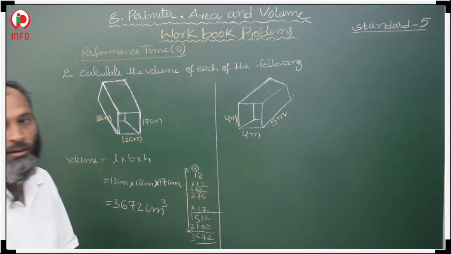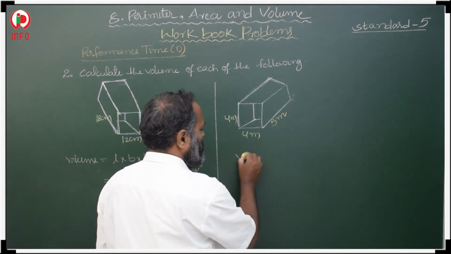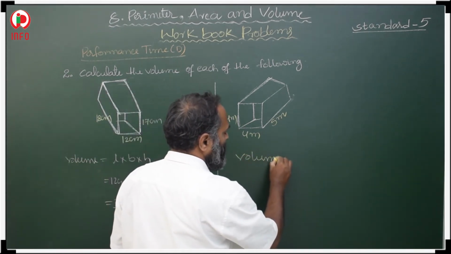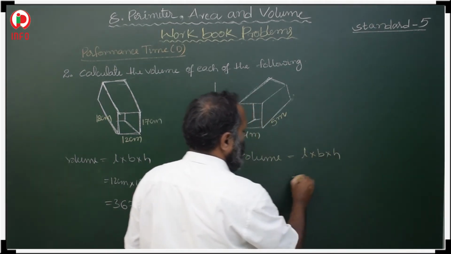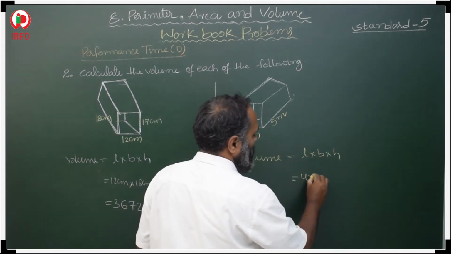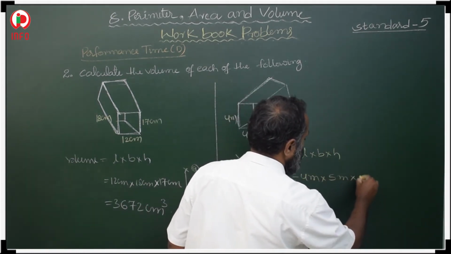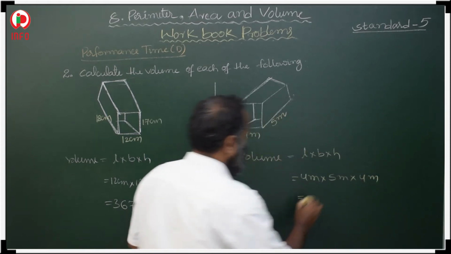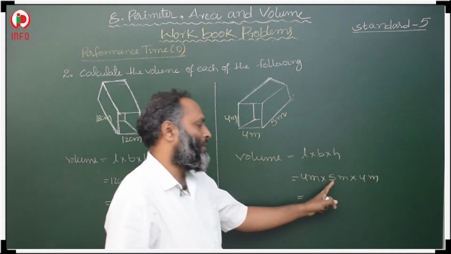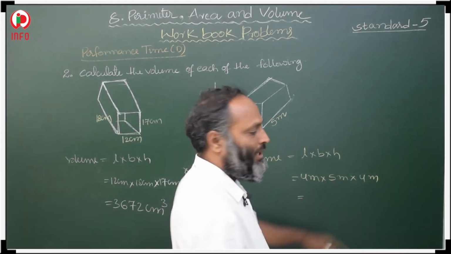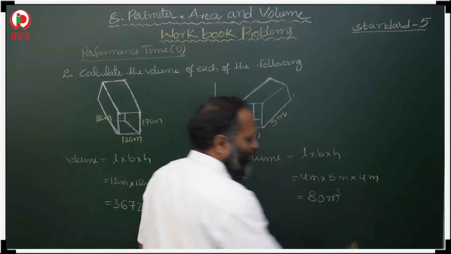Now, here also the volume formula is length into breadth into height. What is the length here? 4 meters, breadth is 5 meters, and the height is 4 meters. 4 5s are 20, 20 4s are 80, so 80 meter cube. So, units are in meter cube.